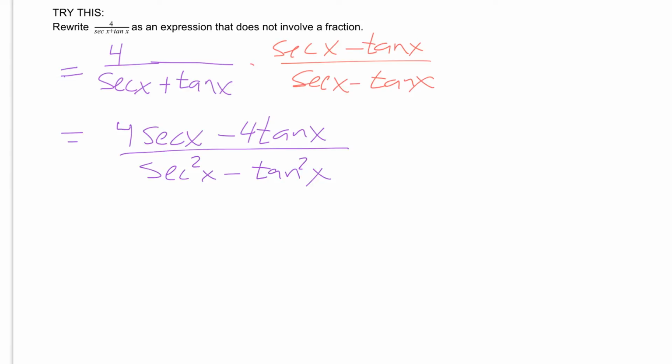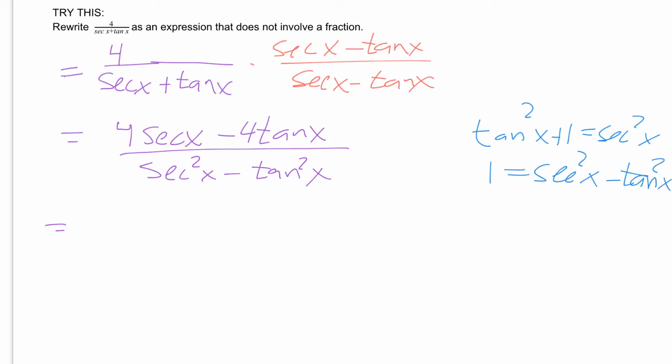Then if we use our Pythagorean identity, you should notice that we have two things that are squared, and secants and tangents go together. So we can use that and just rearrange it a little bit. That comes from the Pythagorean identity that tangent squared x plus 1 is equal to secant squared x. And if I want secant squared minus tangent squared, all I have to do is subtract that tangent squared over to the other side, and I get 1 is equal to secant squared x minus tangent squared x. And so I can replace this denominator here with just a 1.